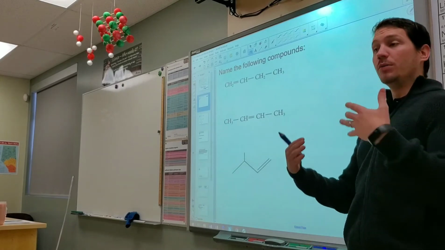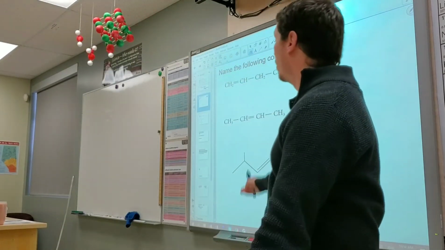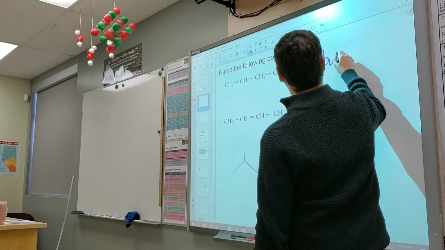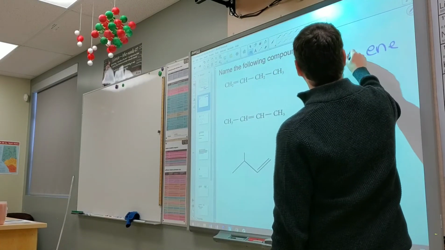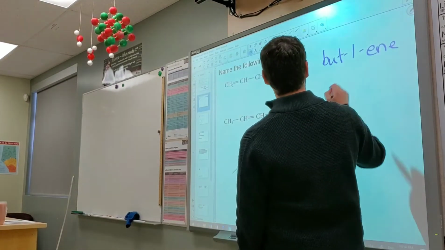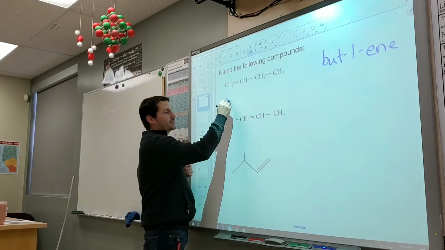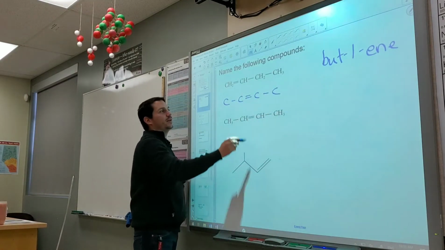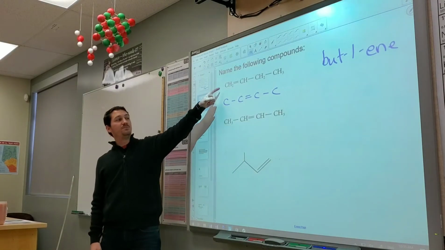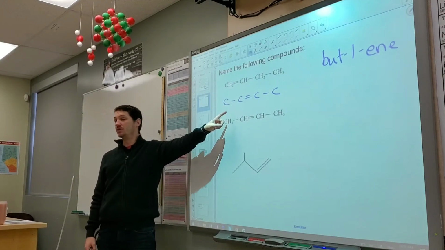Okay, so remember, we need the longest parent chain that includes the double or triple bond. So what's the longest parent chain? 4. So it's going to be butene, right? And where is the double bond? It starts at carbon number 1, but-1-ene. I'm going to draw something: is there a difference between this compound and that compound? Assume that the hydrogens are actually there. That's but-1-ene. What's this? but-2-ene. So there's a big difference between those two things.